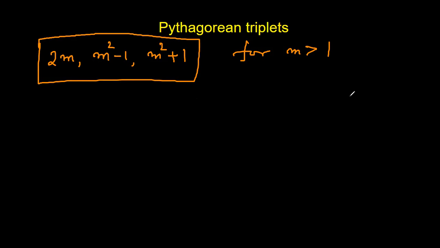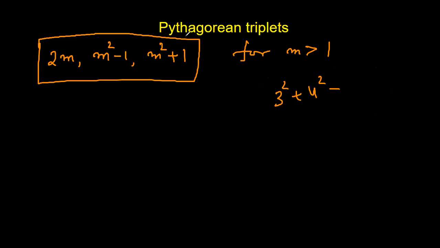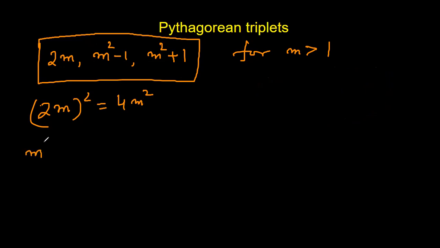Now, can we prove it in a similar manner, just like we proved 3 square plus 4 square equal to 5 square? Can we prove the square of any two of these equal to the square of the third? Let's see. The Pythagorean triplet in algebraic terms. The square of the first one, 2m, would be 4m square. Now we can square the second one also: m square minus 1 whole square.